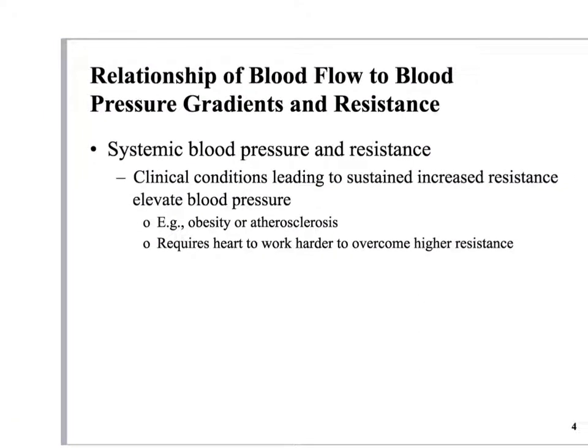So systemic blood pressure and resistance. There are clinical conditions that lead to sustained increased resistance and elevate blood pressure. Diet, obesity, atherosclerosis. Right? What do we know about obesity? What does it do? Increase in body size. What does it do to vessel length? You have increased vessel length. That leads to increased resistance, right? And that actually leads to an increase in systemic blood pressure.